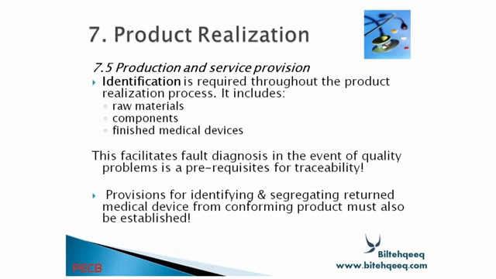Identification is required throughout the product realization process. It includes raw materials, components, and finished medical devices. This facilitates fault diagnosis in the event of a quality problem and is a prerequisite for traceability. Provision for identification and segregation of returned medical devices from conforming products must also be established. So you have to develop a mechanism by which you can identify any product at any stage of production.